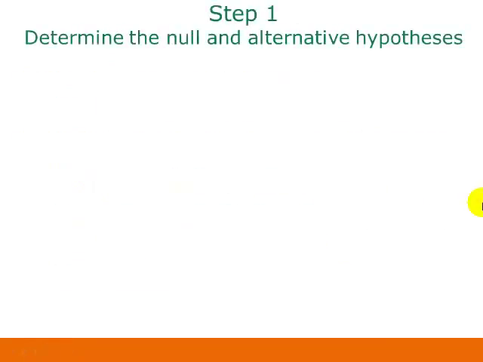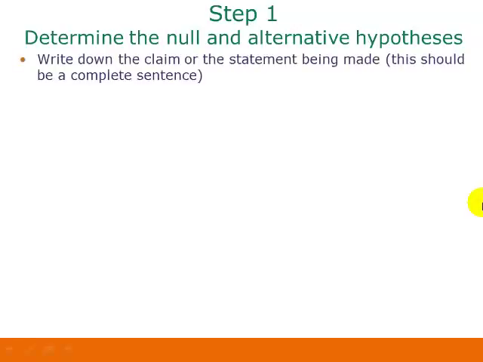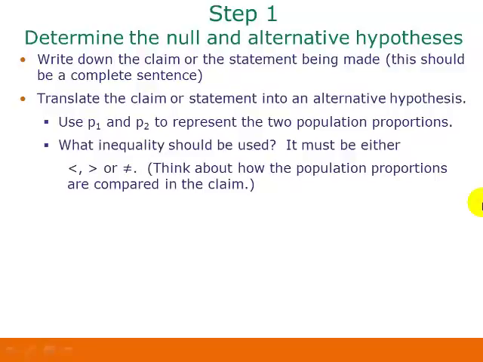Now step 1 for this is going to be a little bit different just because we have 2 parameters to deal with. So again, we're going to start out by writing down the claim or the statement being made in a complete sentence. And then we're going to translate that into an alternative hypothesis. So we're going to use P sub 1 and P sub 2 to represent our 2 population proportions. And then again, we're going to decide what inequalities should be used. It has to be either a less than, a greater than, or not equal to. And to figure this out, think about how the population proportions are compared in the claim.